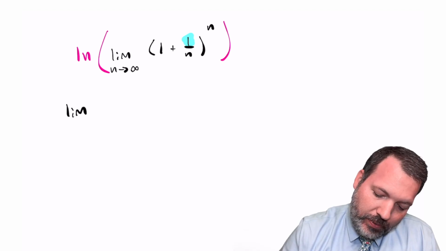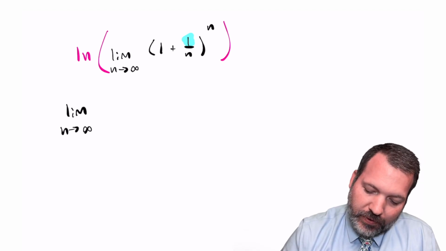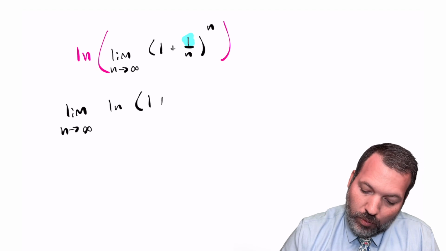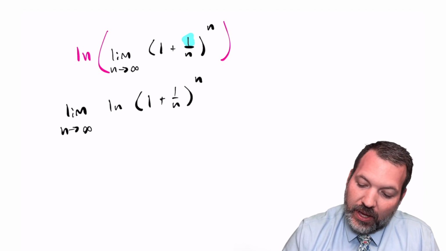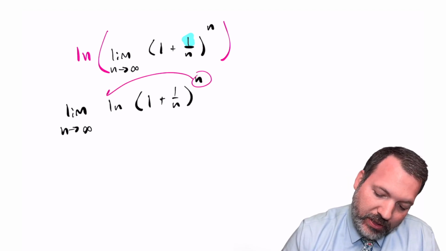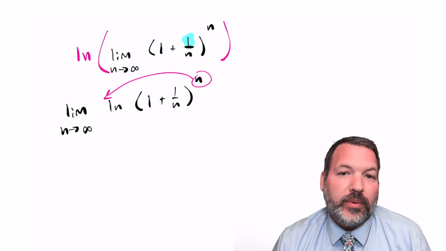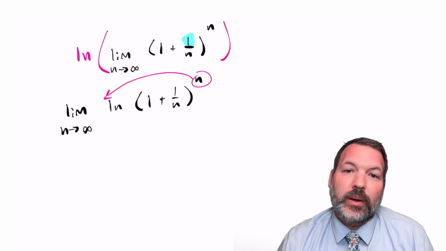This is going to be the same thing as the limit as n goes to infinity of the natural log of 1 plus 1 over n raised to the n power. And again, the whole idea behind why we did that was that when you take the natural logarithm of something, what was an exponent becomes a multiplier.